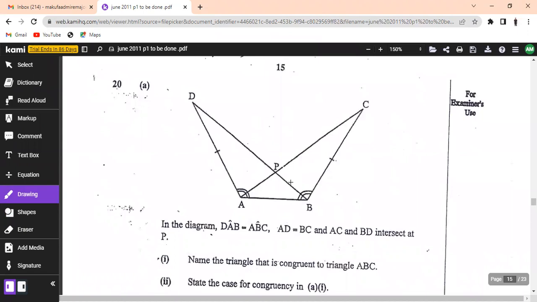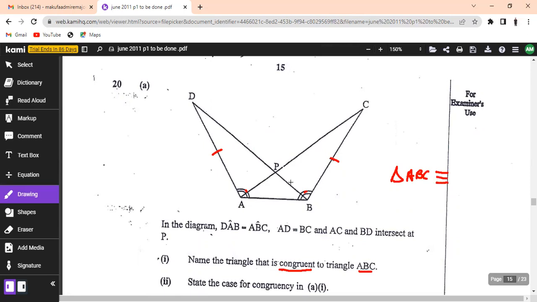You'll be done. Number 20, they were given that in the diagram, we are given these angles, D A B and A B C. These two angles here are the same. And AB is equal to BC. These are the same, AD and BC. Then they intersect at P. Name the triangle that is congruent to triangle ABC. Okay, guys, congruent means they are the same. That is what congruent means. They are the same.